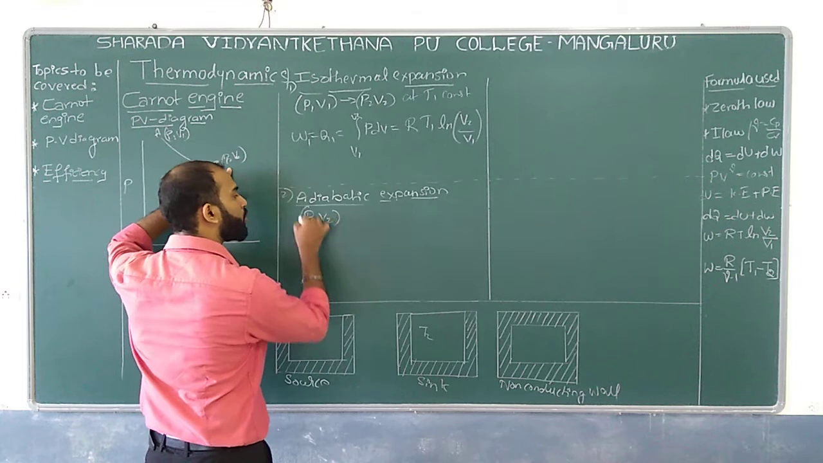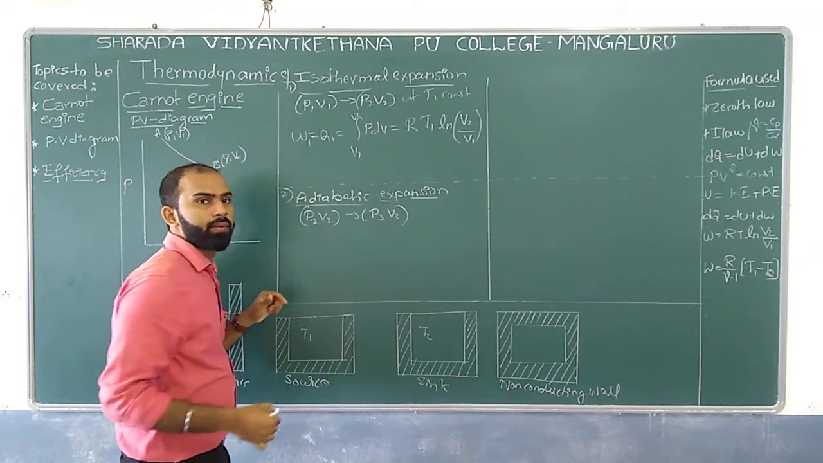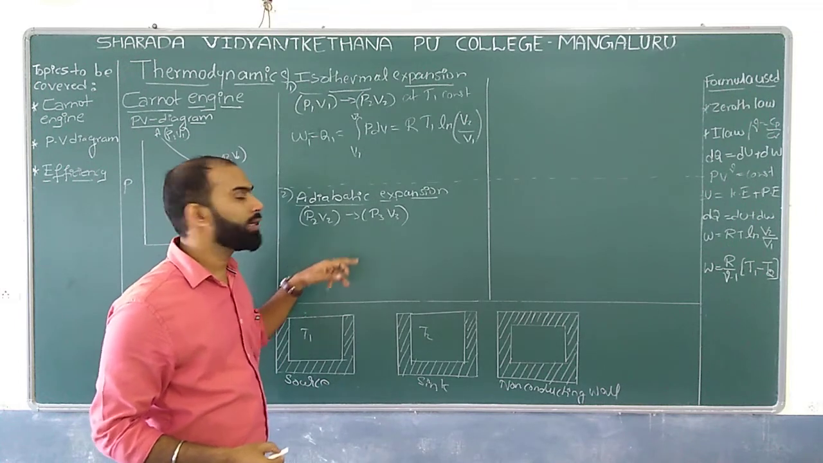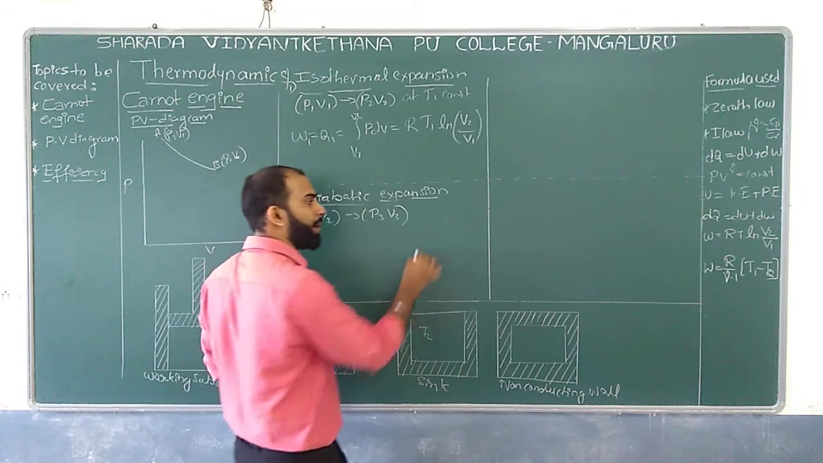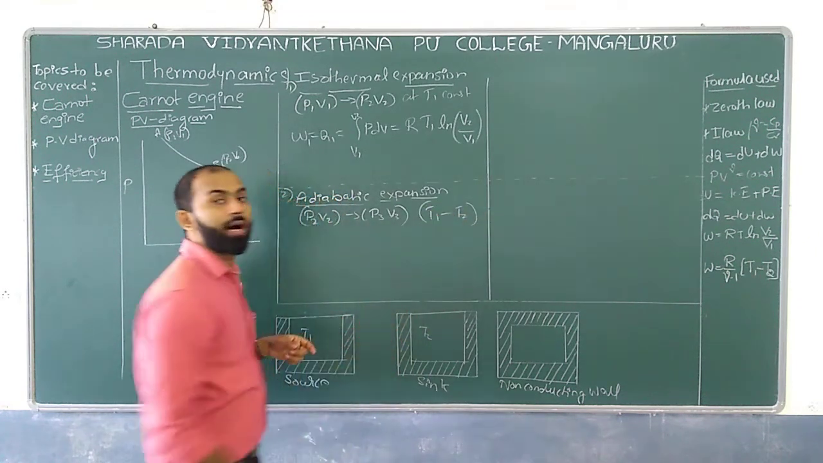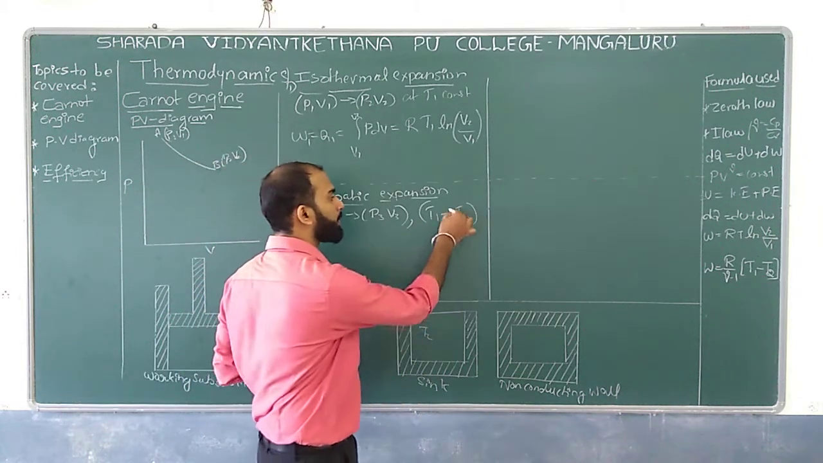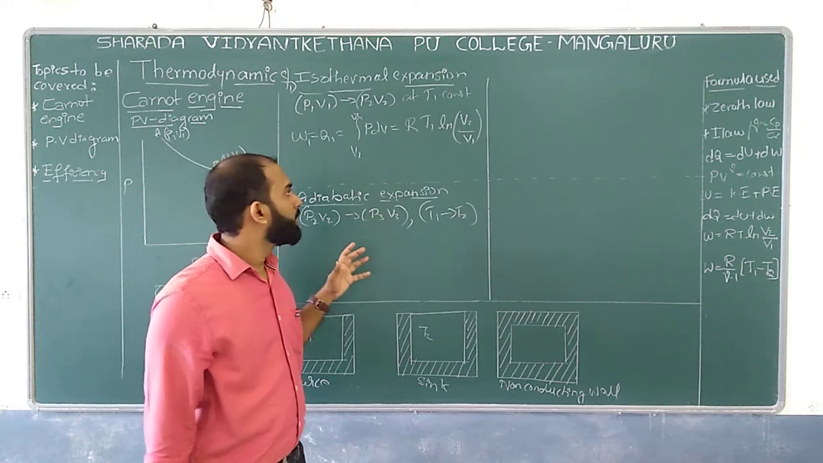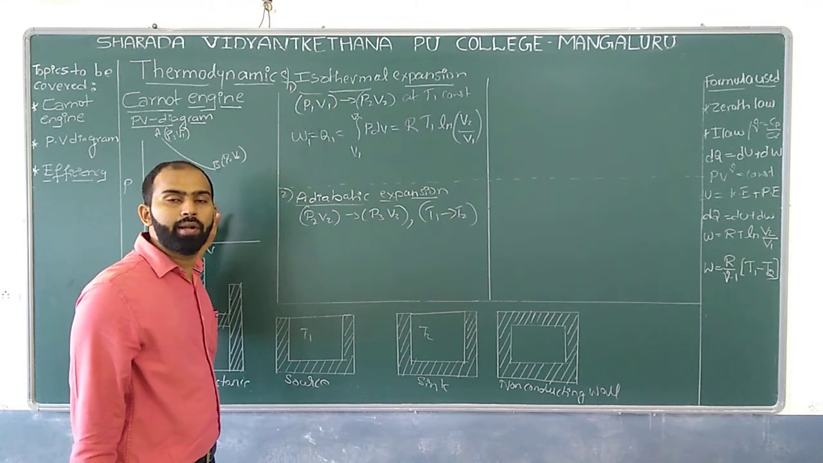P2 V2 to P3 V3. Are you getting? So P3 V3, as well as the temperature is also varying from T1 to T2. Also temperature varies from where? T1 to T2. So because it is an adiabatic process, temperature will not remain constant.